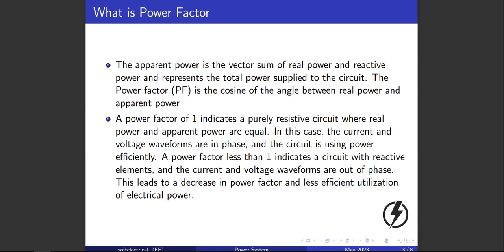The apparent power, S, is the vector sum of real power and reactive power and represents the total power supplied to the circuit. The power factor, PF, is the cosine of the angle between real power, P, and apparent power, S. A power factor of 1 indicates a purely resistive circuit where real power and apparent power are equal. In this case, the current and voltage waveforms are in phase, and the circuit is using power efficiently. A power factor less than 1 indicates a circuit with reactive elements, and the current and voltage waveforms are out of phase. This leads to a decrease in power factor and less efficient utilization of electrical power.